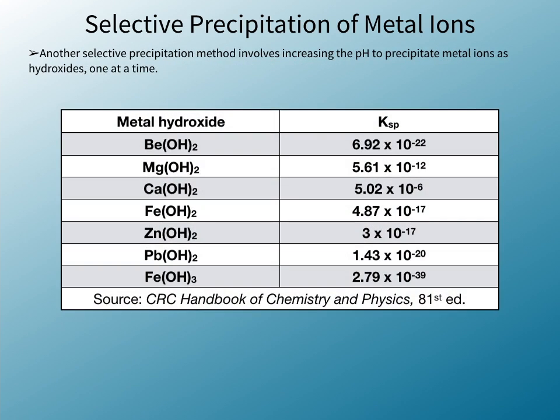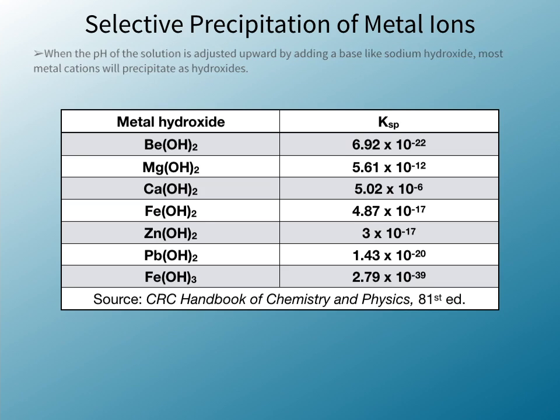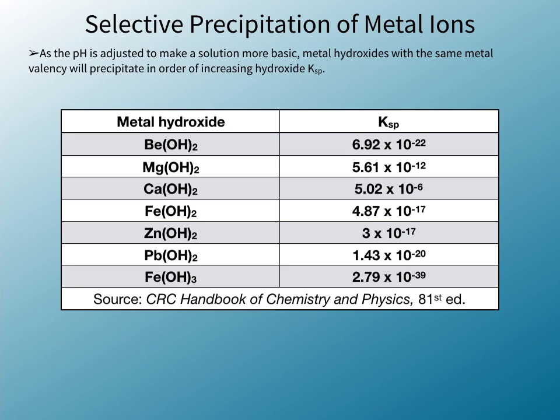Another selective precipitation method involves increasing the pH to precipitate metal ions as hydroxides one at a time. When the pH of the solution is adjusted upward by adding a base like sodium hydroxide, most metal cations will precipitate as hydroxides. As the pH is adjusted to make a solution more basic, metal hydroxides with the same metal valency will precipitate in order of increasing hydroxide Ksp.